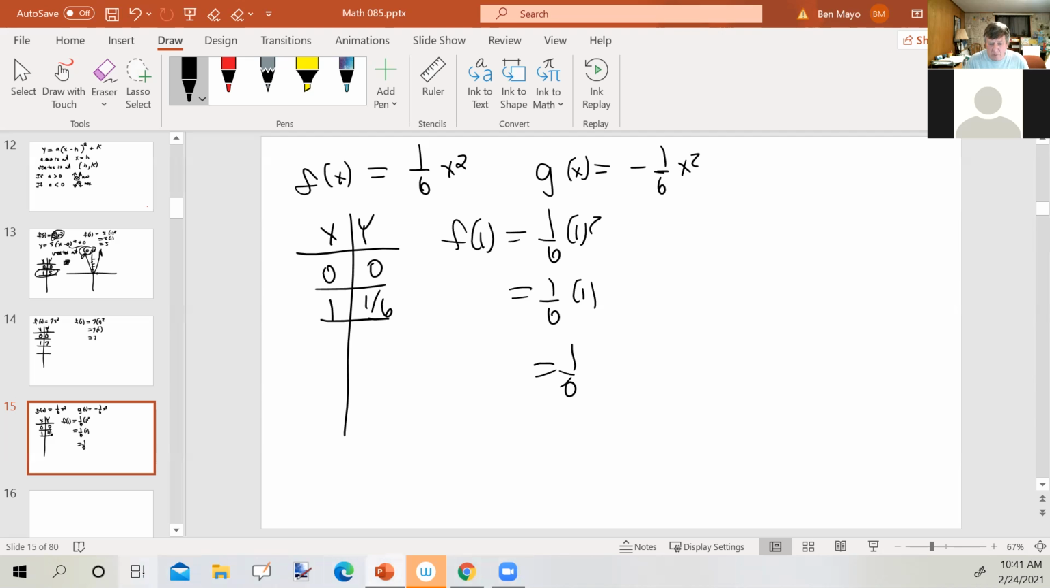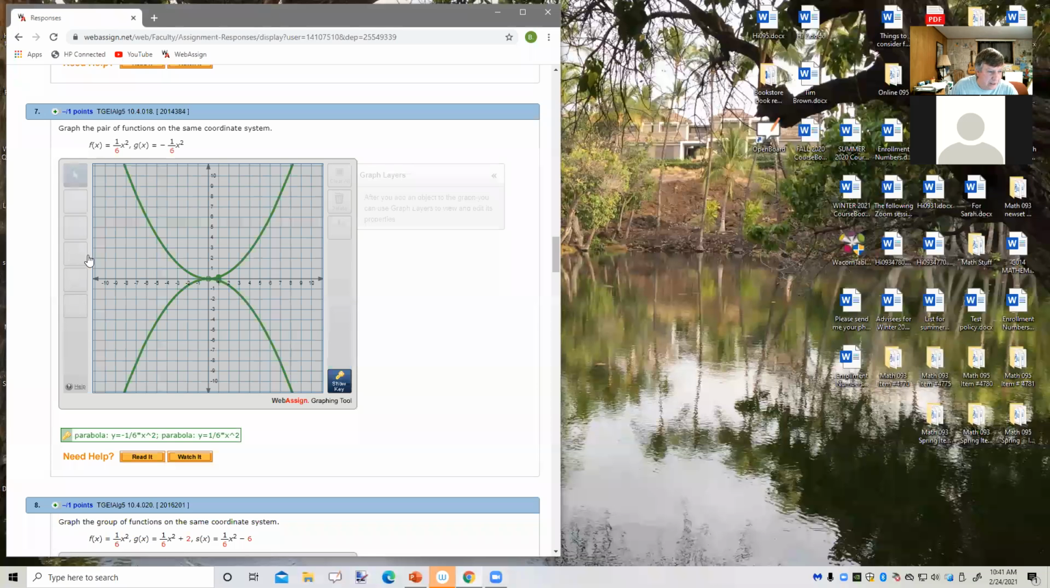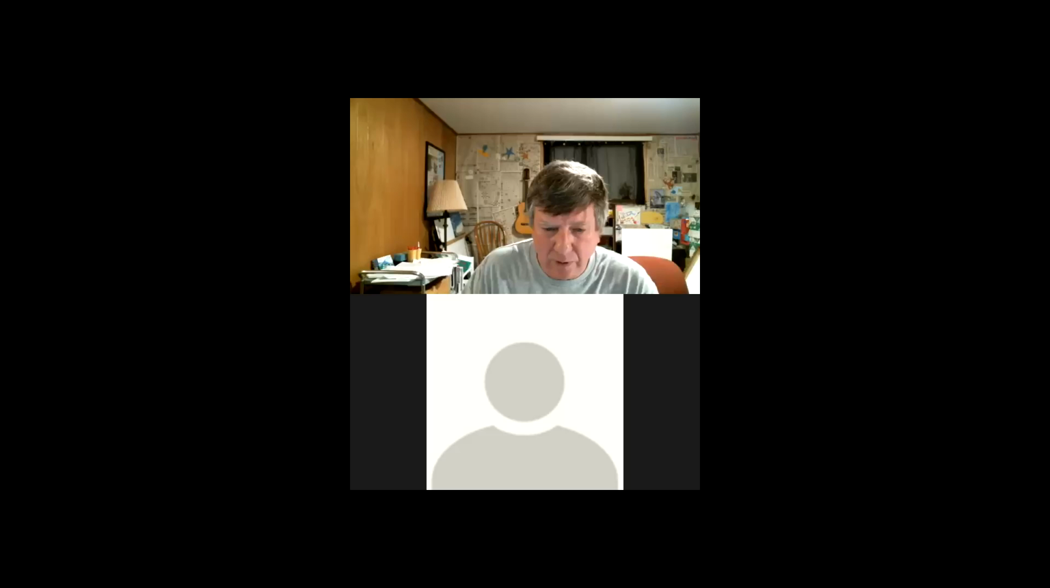Now, going back over here, and again, I can't work in this view because it's the student's view there, but this first parabola, 1/6 x squared, 1/6 is positive, so it's going to open up. Here's the vertex, and then we go over to 1, 1/6. Okay, I'm going to come back and look at this again in just a minute. Now, let's go back to the other screen.